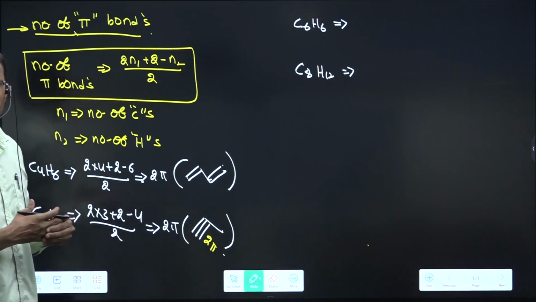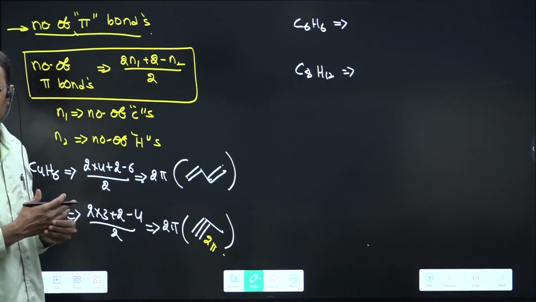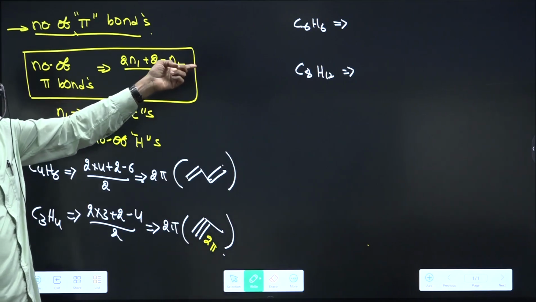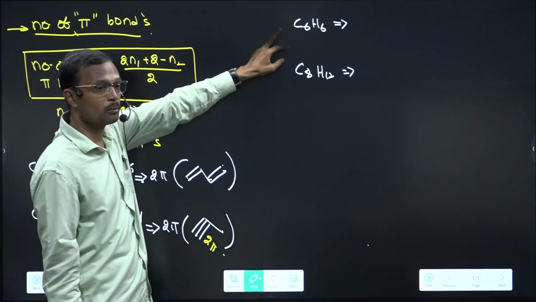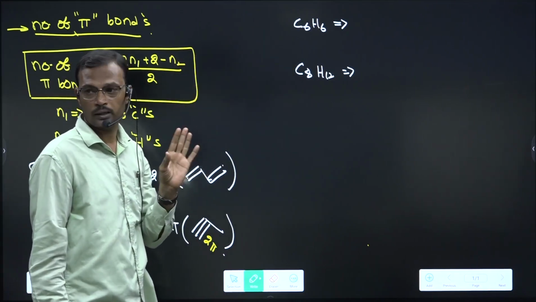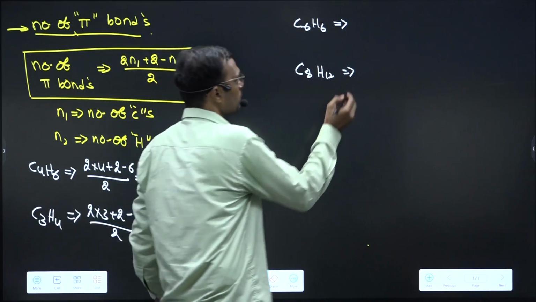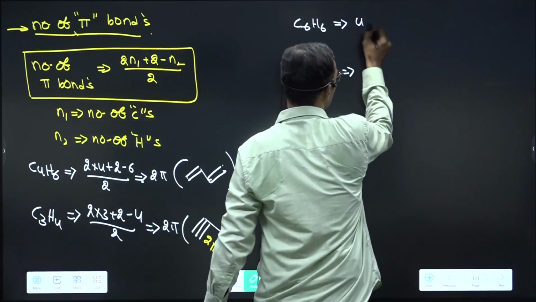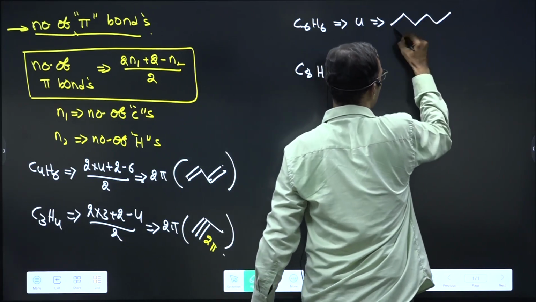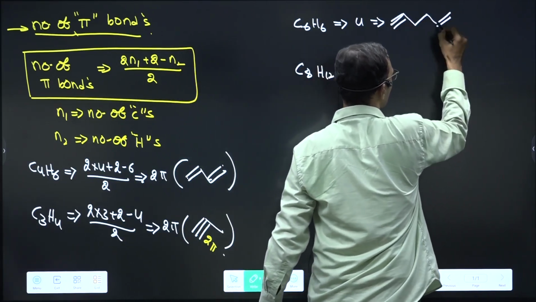C6H6, how many? 4 or 3? But benzene has 3 pi bonds, or not? This is a formula for calculating the maximum number of pi bonds possible. So your number of pi bonds is what? 4. So 4 means 1, 2, 3, 4, 5, 6. You can put one triple bond here. You can also put one more triple bond here, anywhere.